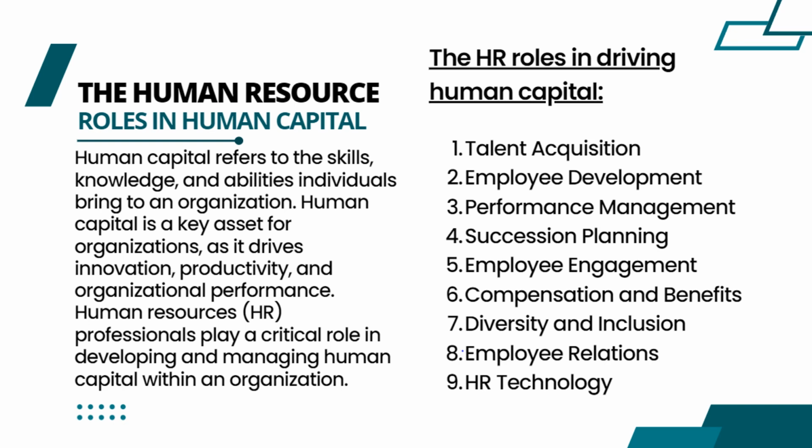Next is performance management. HR must create and implement performance management systems to measure employee performance, provide employee feedback, and develop plans for addressing performance issues. They must also provide coaching and support to employees to improve their performance. Fourth is succession planning, where they develop and implement succession planning processes to ensure that the organization has the necessary talent to meet future business needs.